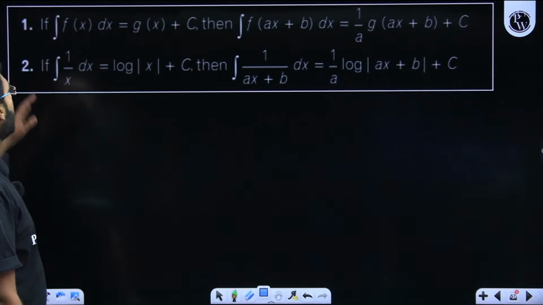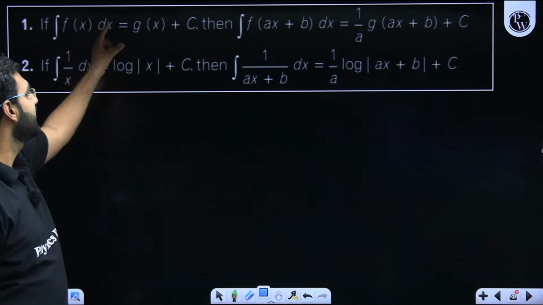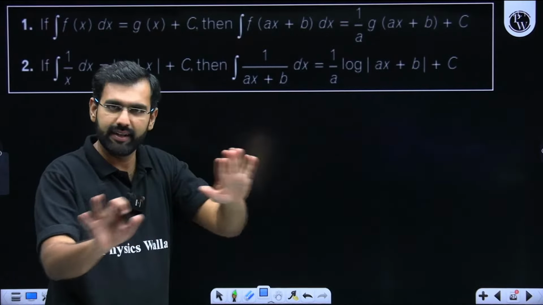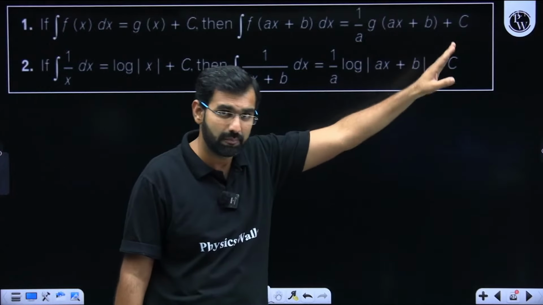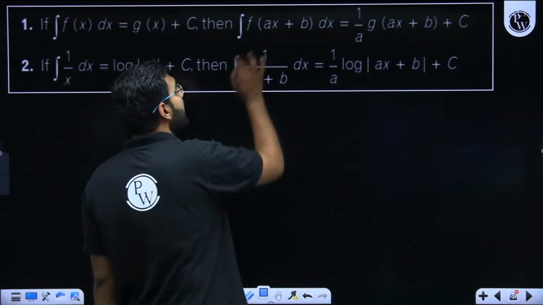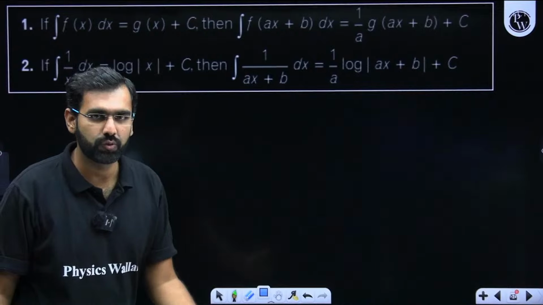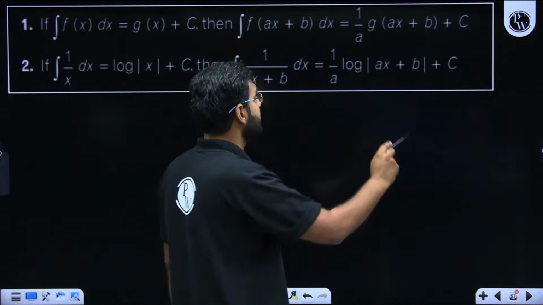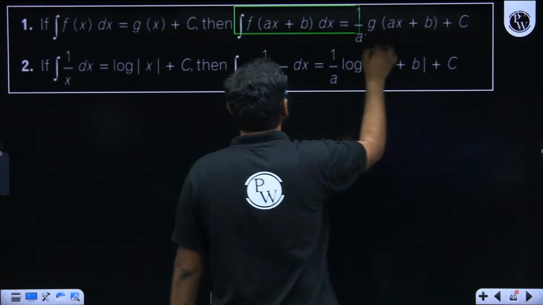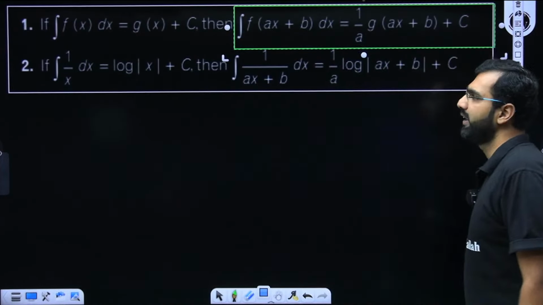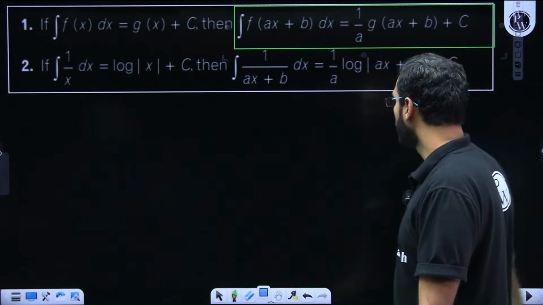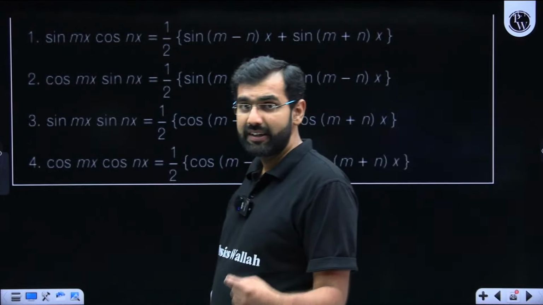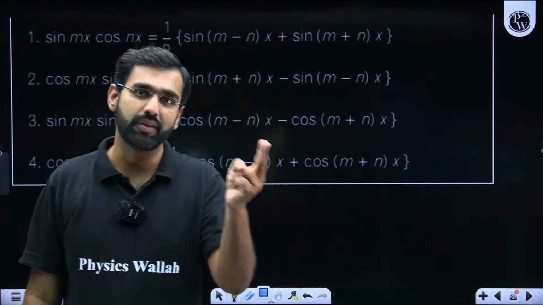Look at this one. f of x, let's say, has the integration of g of x. Then we all remember f of x plus b doesn't get affected. It still remains g of x plus b. But if x is multiplied by a value, let's say ax plus b is done, then also integration remains g of ax plus b, but that coefficient of x, which is a, divides your solution. So 1 by a of g of ax plus c. I hope you remember that. No confusion on that front. Now from here, some trigonometric identities which will help you in solving questions based on integration.